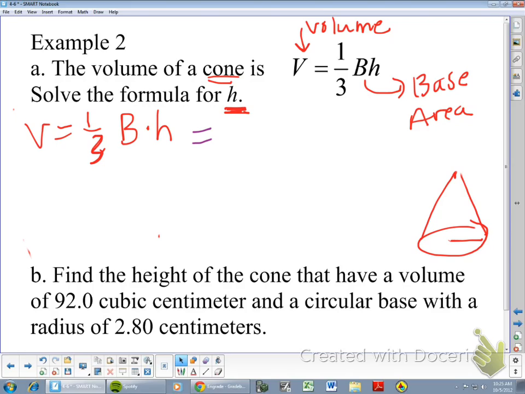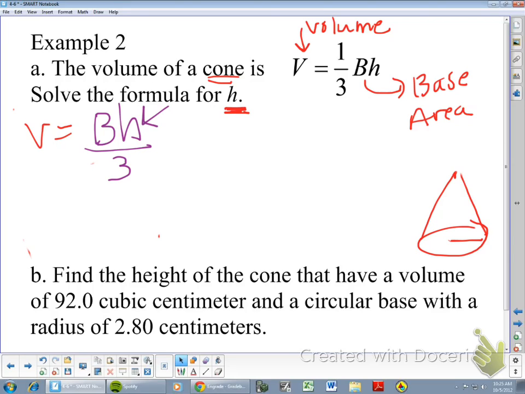Another way, by the way, of writing this is base area times height divided by 3. Multiplying by 1/3 is the same as dividing by 3. Okay, so that actually might be a better way of writing it. Let's rewrite it that way. It's base area times height divided by 3.